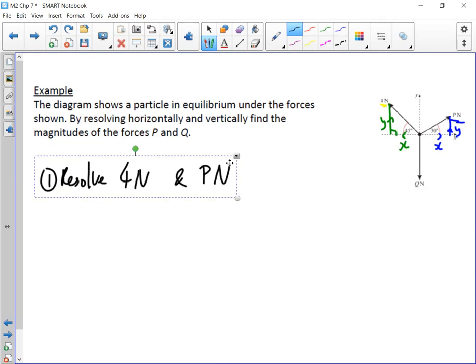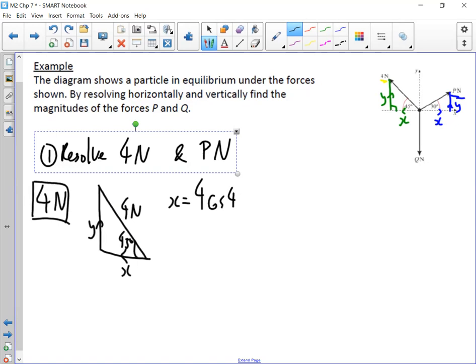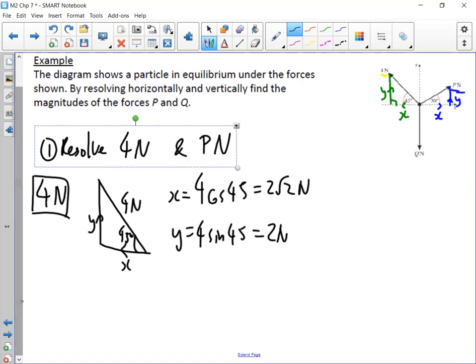Okay, so let's resolve the 4 Newton. So 4 Newton first. So using SOHCAHTOA, now I will draw the triangle in here, but you don't have to if you get what we're doing here. X and Y, so that's 45 degrees, and that's 4 Newton. So on the X, using trigonometry, X will be 4 cos 45. For the calculator, you should get 2√2. Y is 4 sin 45. For the calculator, you should get 2√2 Newton. All right, do the same for P Newton.